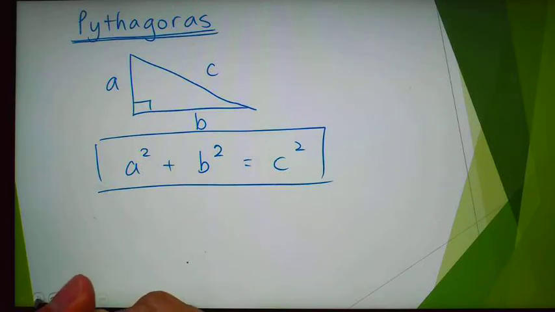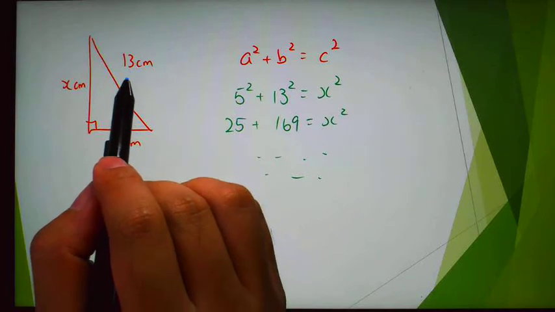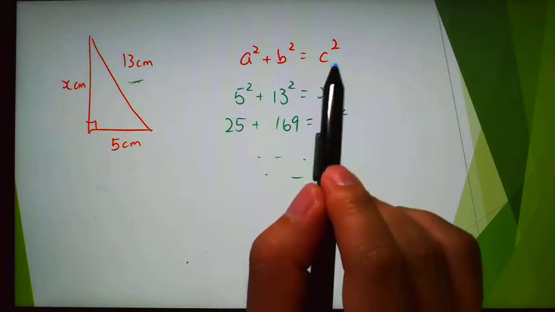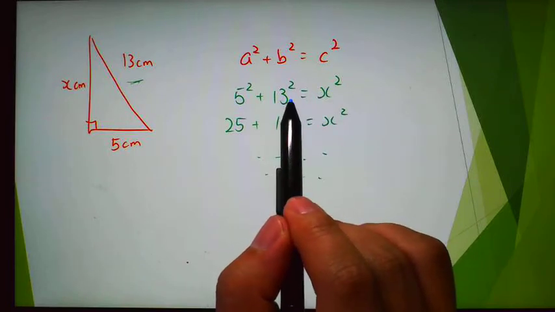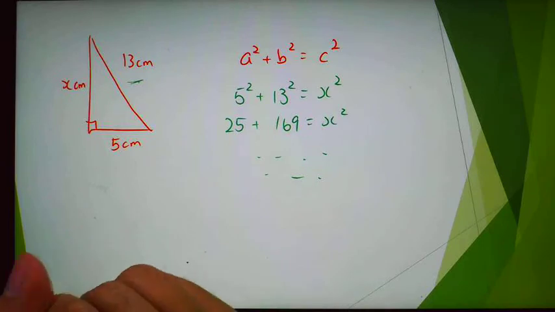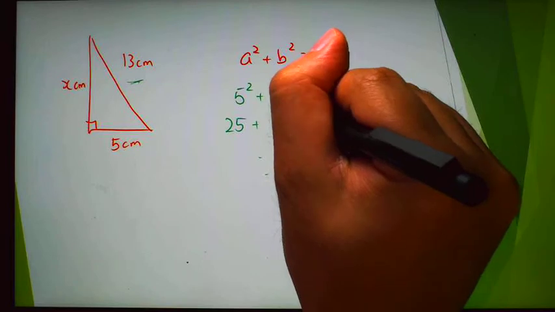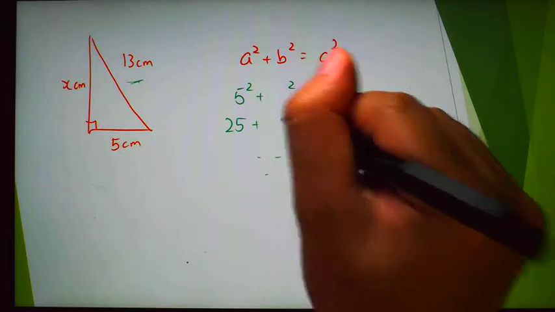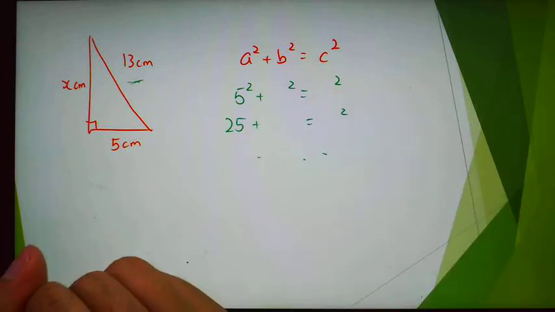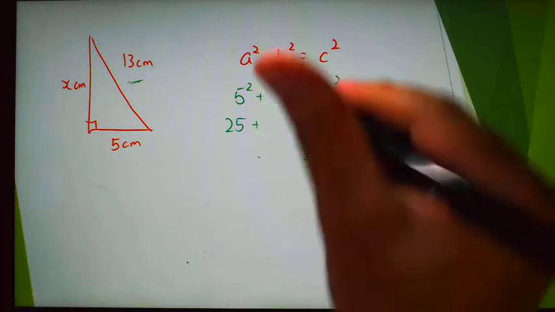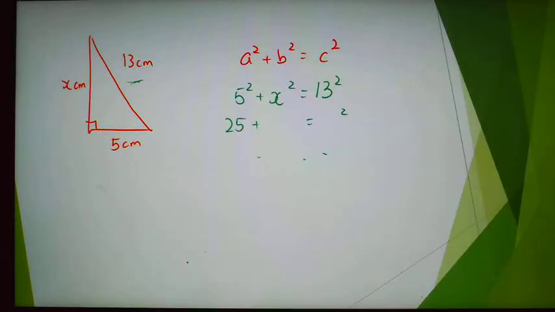So 13 is the longest side, so you should put the 13 on the C part here. This one here, you should put it here, not here. Most of the students make this kind of silly mistake. So don't make the mistake. It should be 13 in here and x in here. We're looking for that. Okay?